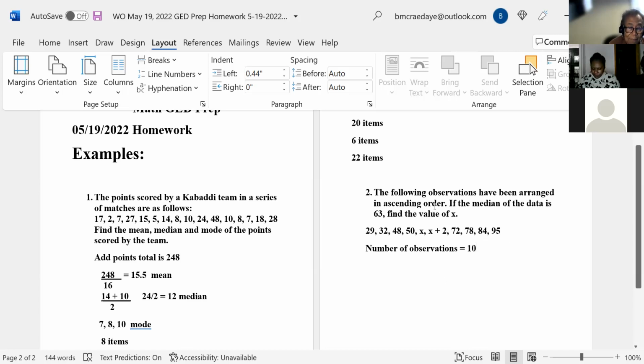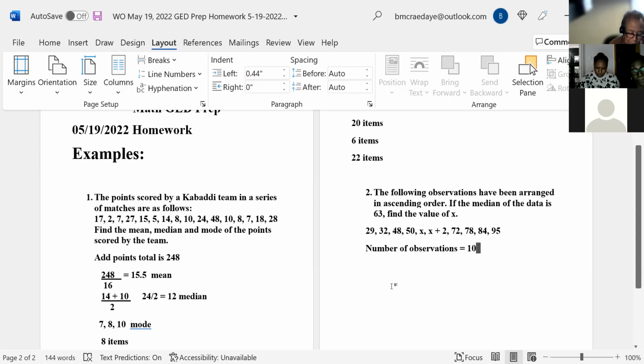They say in order, which means they put them in increasing order. So these 2 observations are what you use to calculate the median. Because what do we say when you have the median and an even number? You add up the 2 middle numbers, divide by 2. So here are your 2 middle numbers.